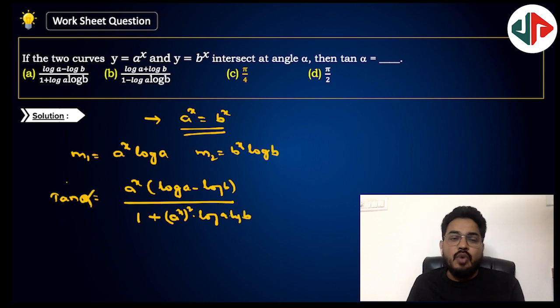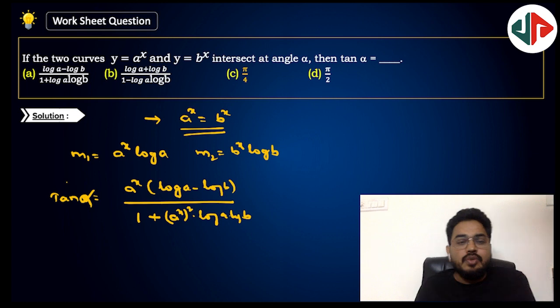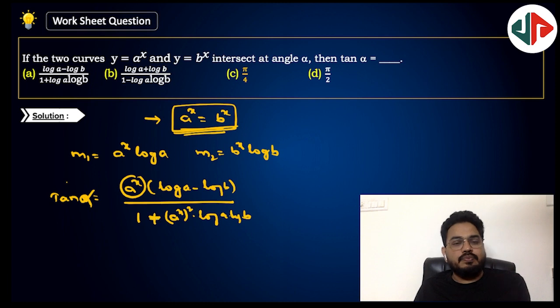So what further simplification are you going to do? I have a power x is equal to b power x. So how are you going to do it? Here a power x is there, 1 plus of this value.